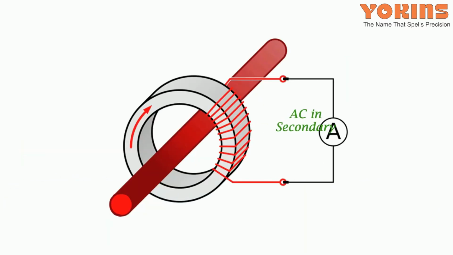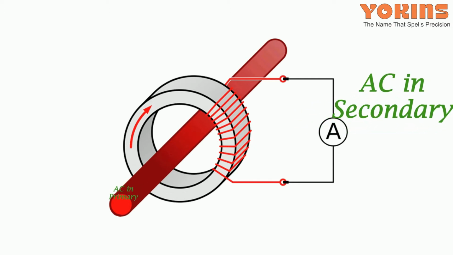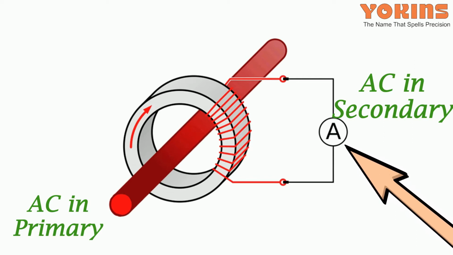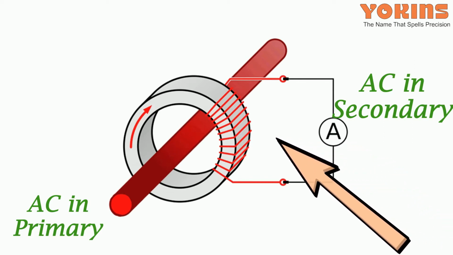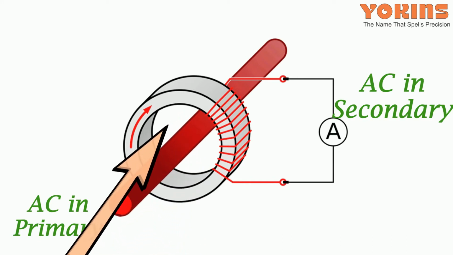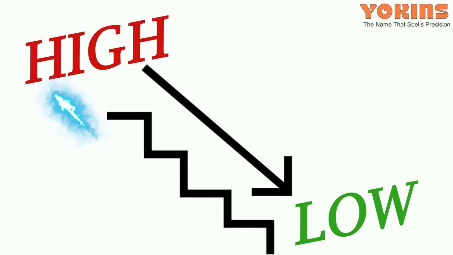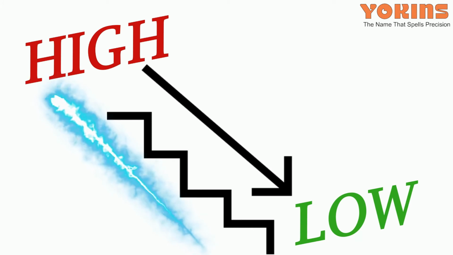CT produces an AC current in its secondary, which is proportional to the AC current in its primary. The induced secondary current is then suitable for measuring instruments or processing in electronic equipment. It also produces isolation between the primary and the secondary circuit. CT acts as a step down transformer which converts high current to low current.